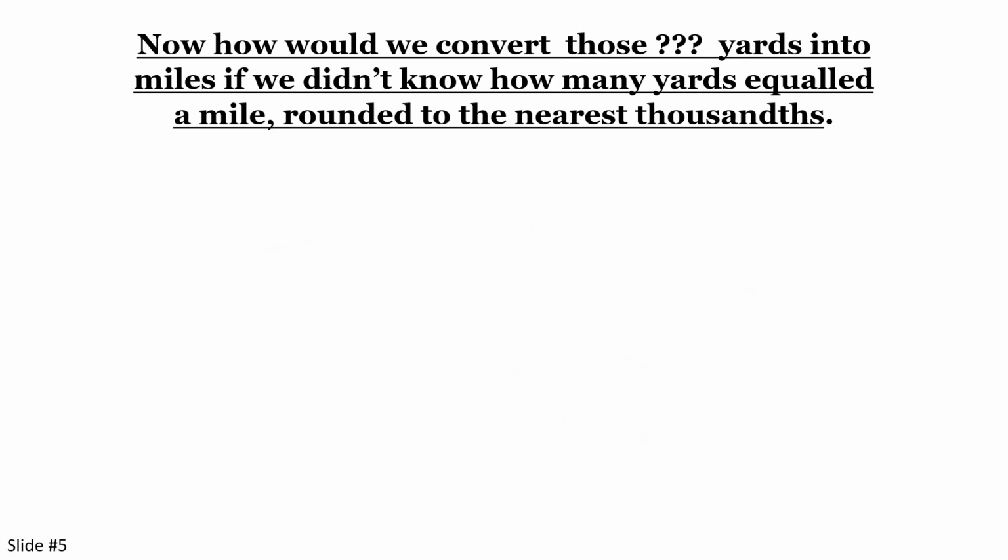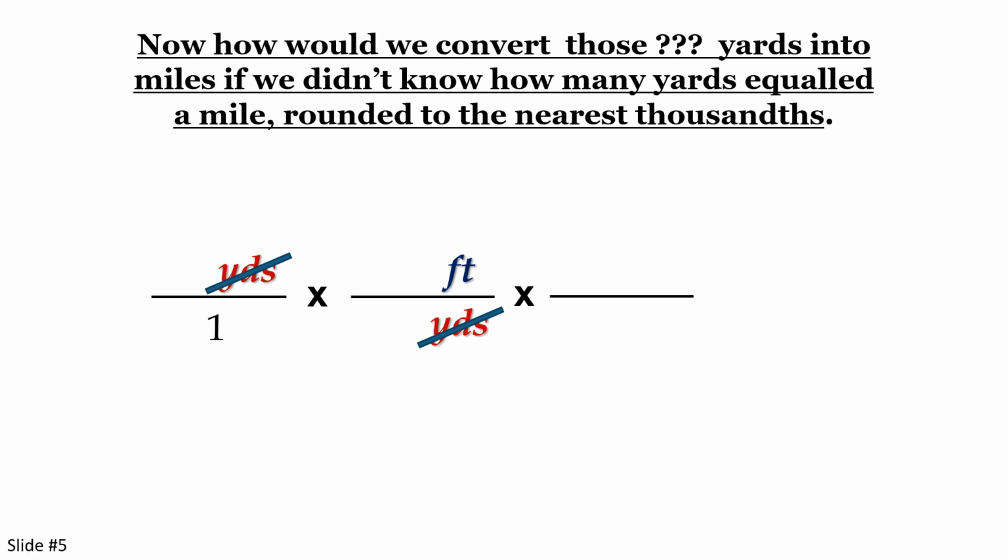Now, how would we convert those yards into miles if we did not know how many yards equaled a mile? Round to the nearest thousandth. Well, I'm still going to start the same way. Yards over 1. I'm going to multiply, put yards on the bottom so that the yards will cancel. I know how many feet are in a yard. I don't want feet, so I need to put feet down here to cancel. But I do remember how many feet are in a mile. And we'll end up with just miles.